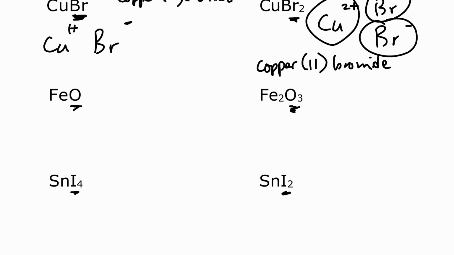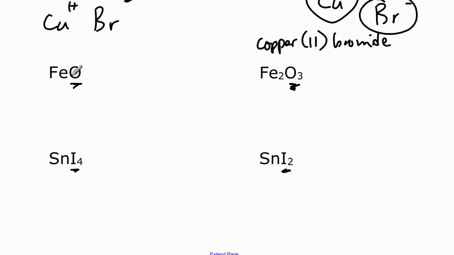Try the next couple. Again, I'm just playing off of iron. So oxygen, it's a 2 minus. For this to be a 1-to-1 relationship, this iron has to be a 2 plus for those charges to balance. Name: iron(II), because of that 2 right there, oxide.